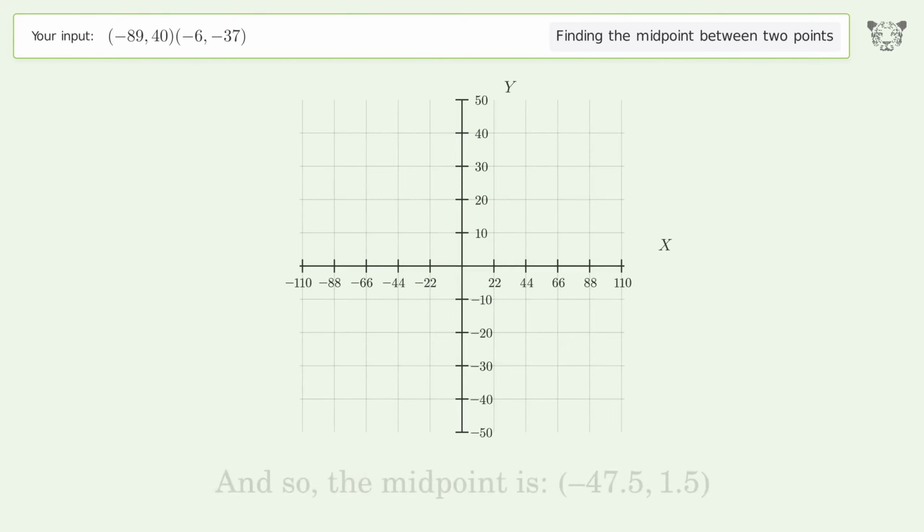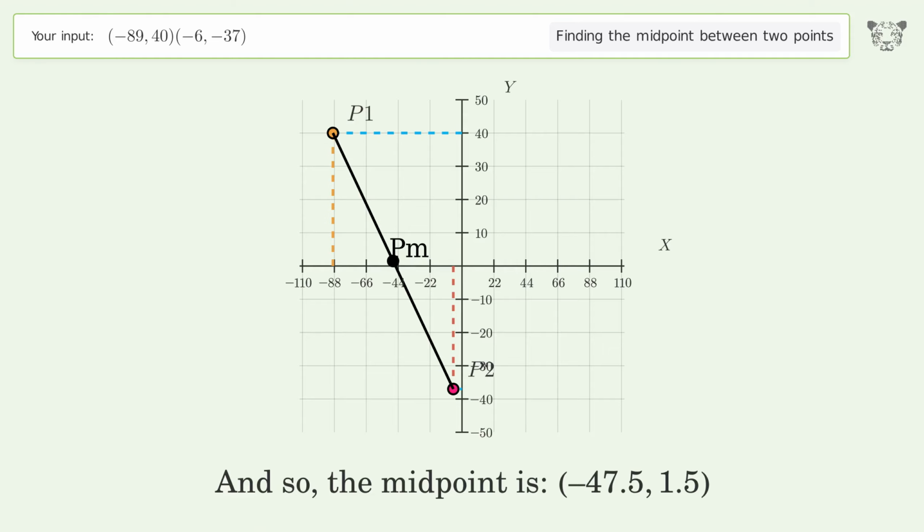And so, the midpoint is negative 47.5, 1.5.